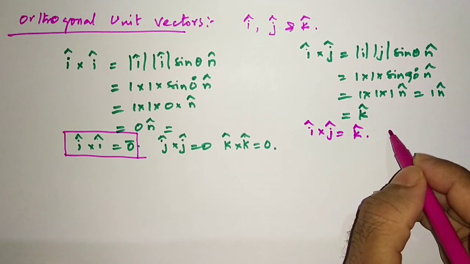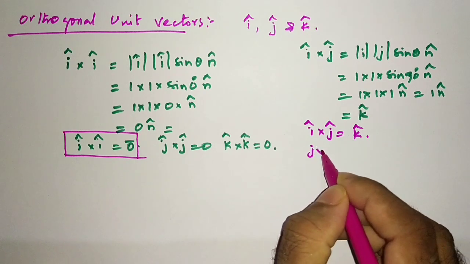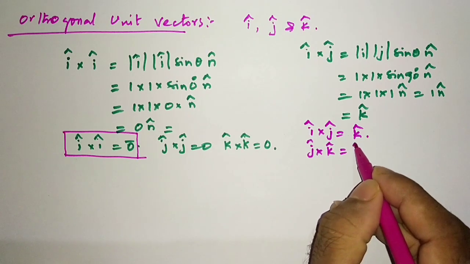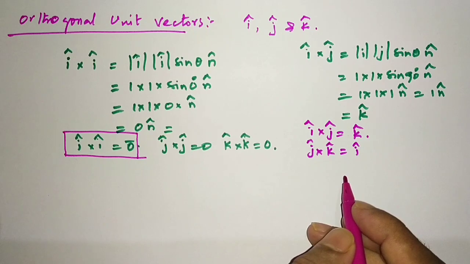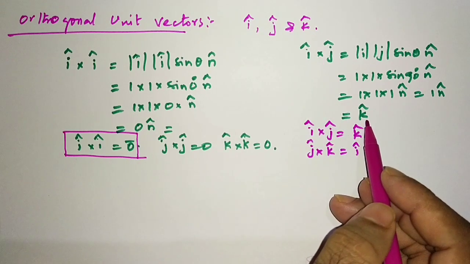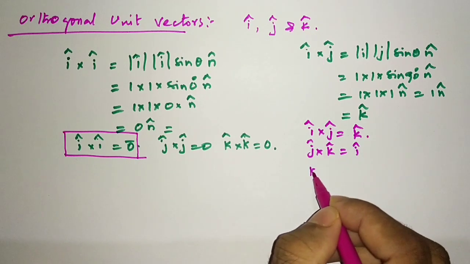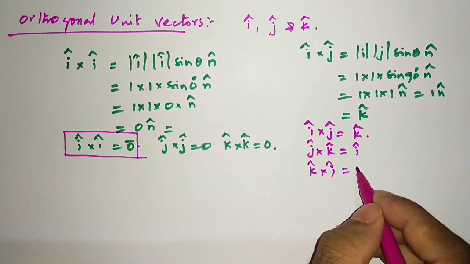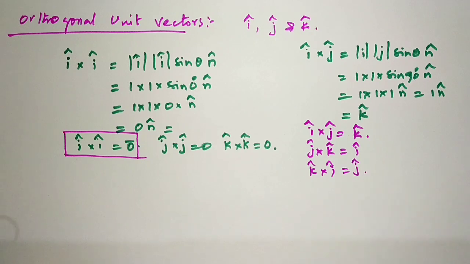So similarly, can you tell J cross K is equal to how much? It will be I. Clear? I cross J is K. J cross K is I. Similarly, what is K cross I? Very good. That is J cap. So in this way, we can calculate the cross product of orthogonal unit vectors.